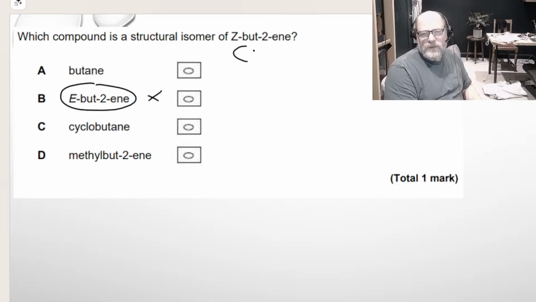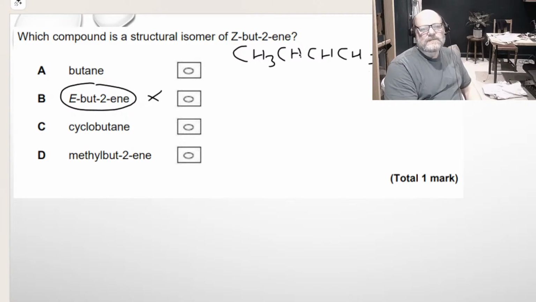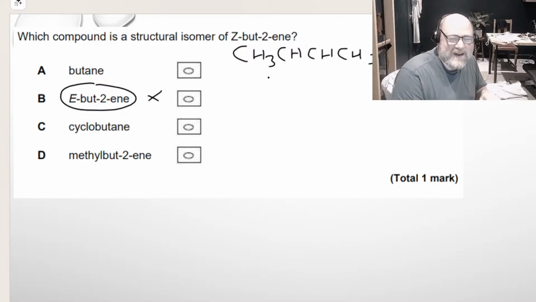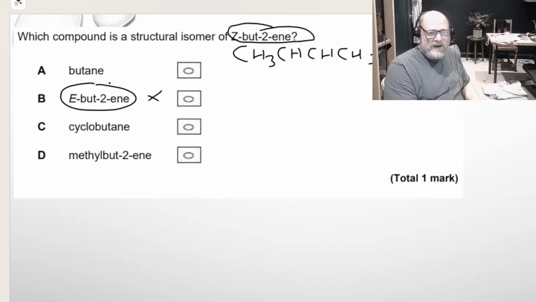Their structural formula should be CH3, and the double bond is here, CH. I think I've lost the plot here. Anyway, forget my structural formula, but whatever happens, these two have the same structural formula, so they're definitely not it. Which one is a structural isomer?